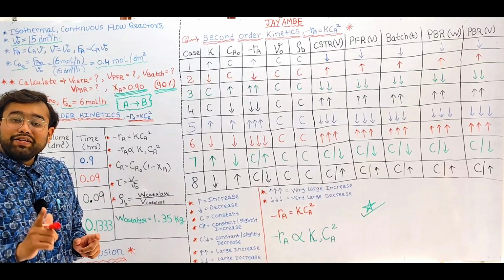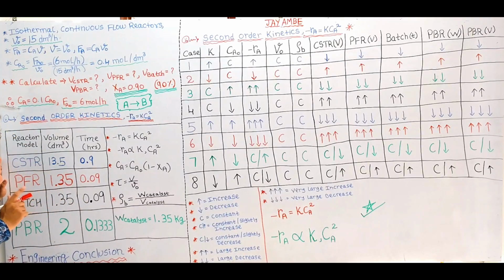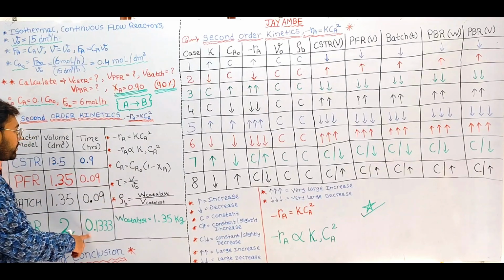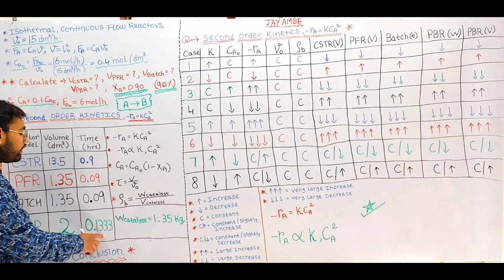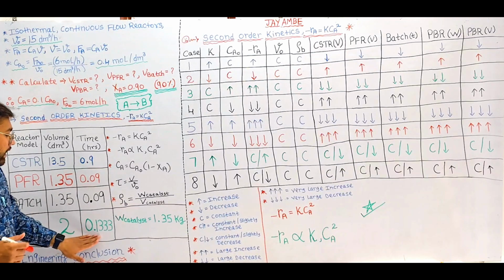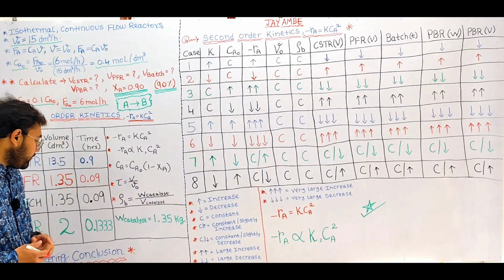If you want to recall, I request you to please watch the previous lectures. By using that actual method to design the volume of the packed bed reactor, we have calculated the required volume, which comes out to be 2 cubic decimeter. By using the fundamental concept of the space-time, we have calculated the reaction time, which comes out to be 0.1333 hours, which means 8 minutes of reaction time we will require in order to achieve the desired conversion of 90%.